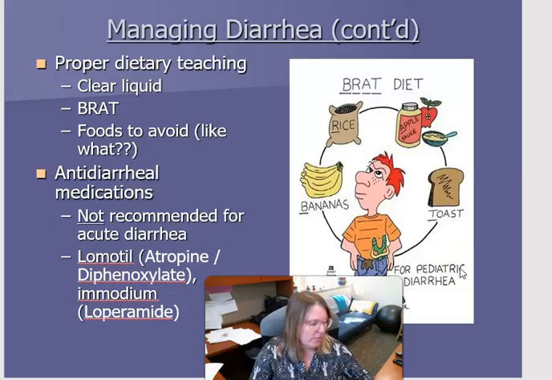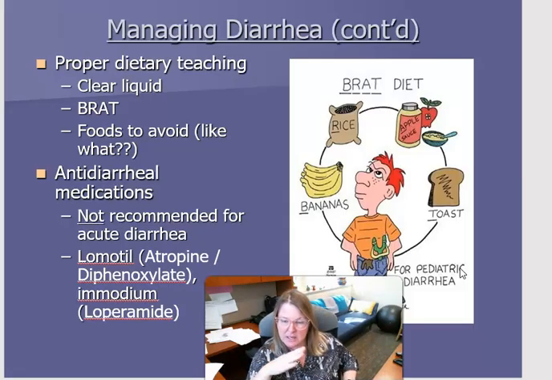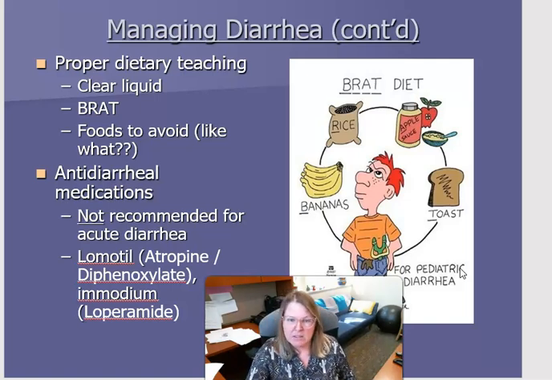We also want them to avoid certain foods, things that are going to be spicy, things that are going to be irritating, things that are high fat. Those tend to irritate the inside lining of the GI system and move through a lot faster.